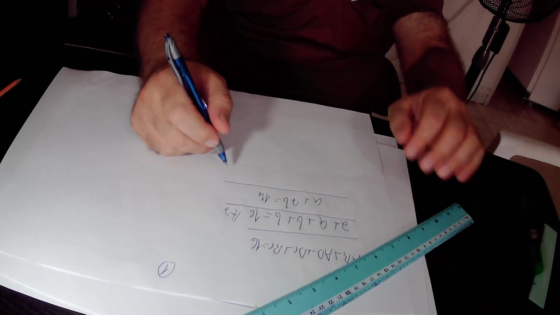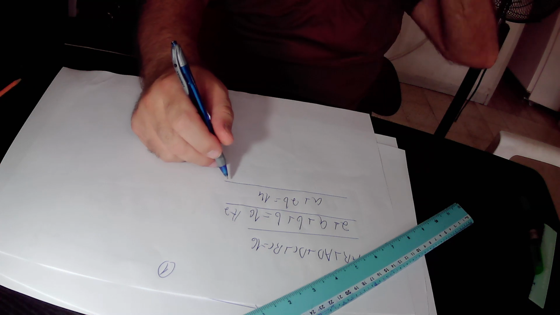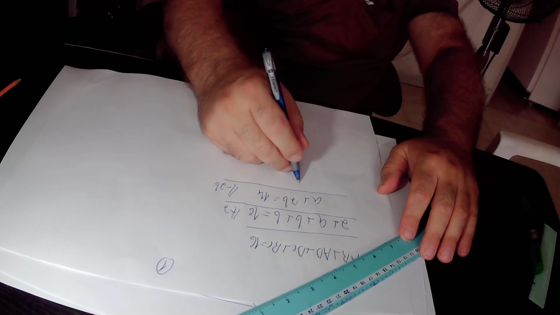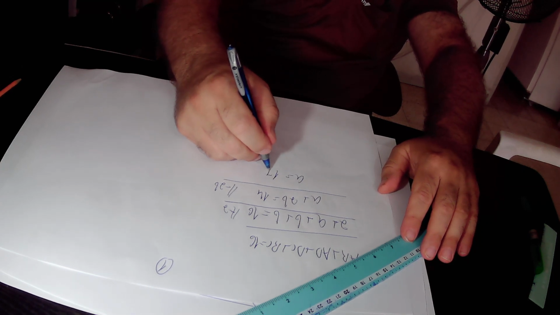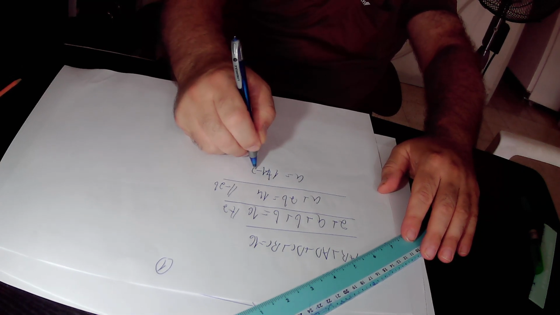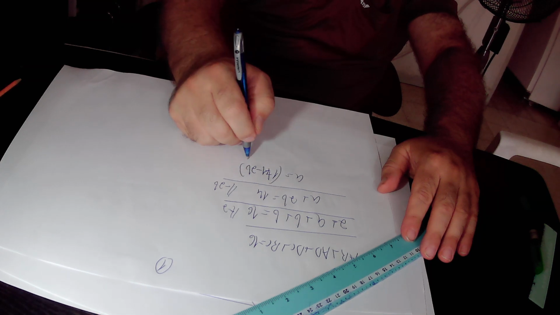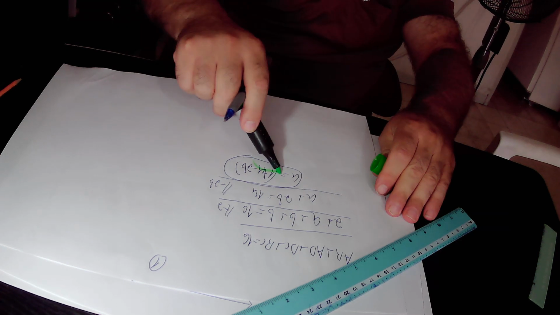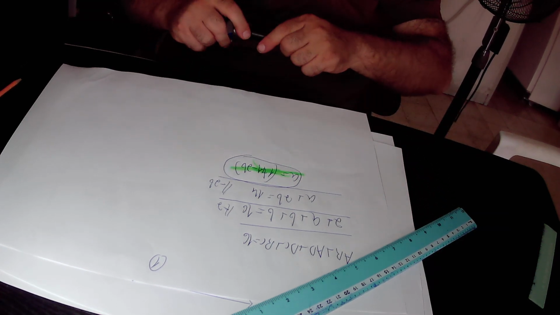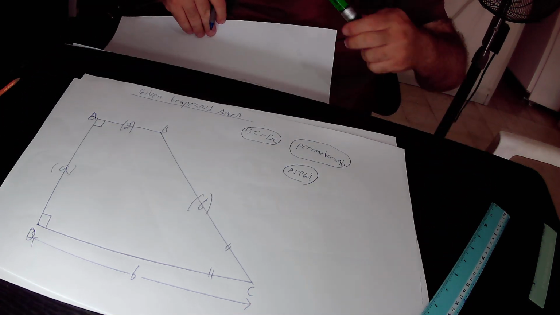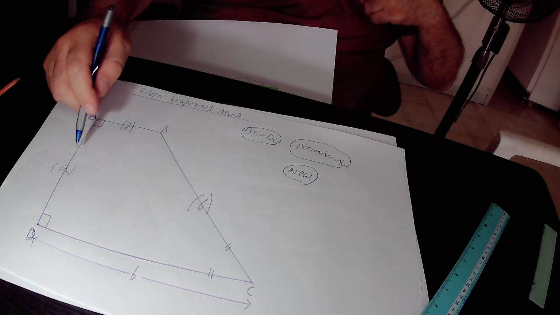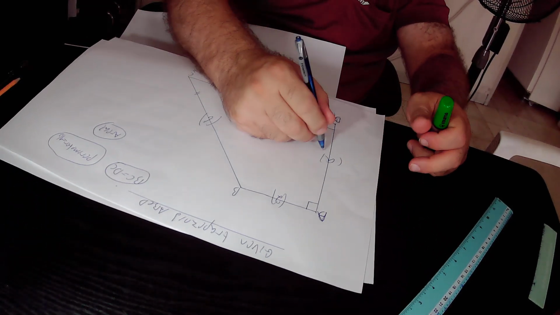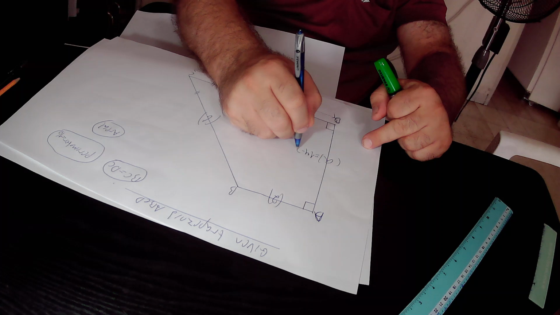Here we will subtract 2B from this equation and get that A equals 14 minus 2B. A equals 14 minus 2B units in length. So the length of side AD is A, and A equals 14 minus 2B. So write it down: A equals 14 minus 2B.